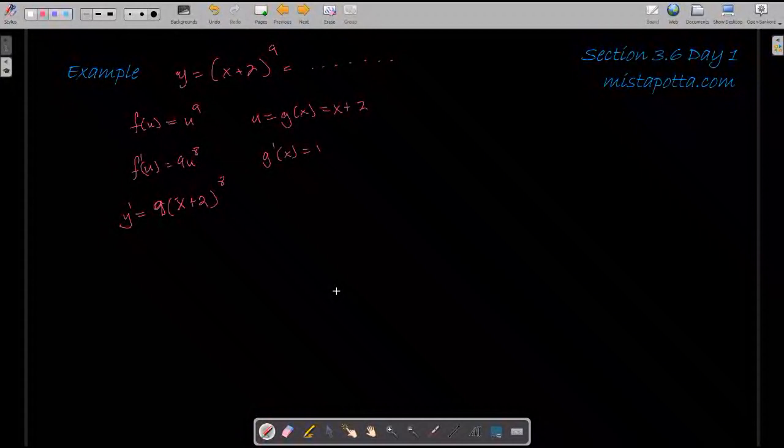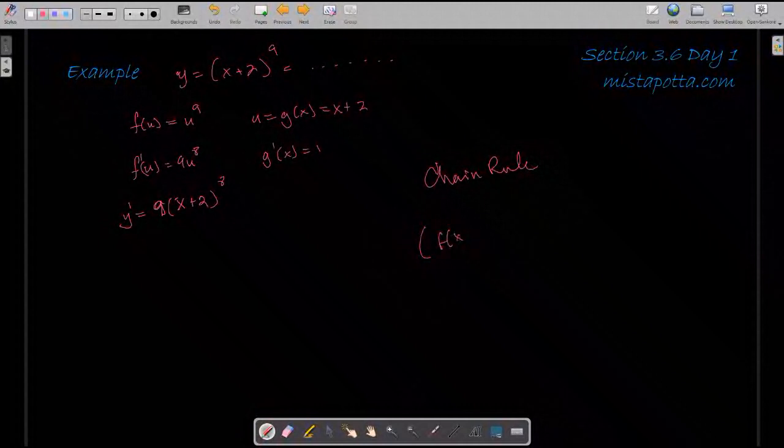So the main idea of this chain rule is that if I want to take the derivative of a composition of functions, f of g of x, I'm going to take the derivative of the outer function, evaluate it at my inner function, and I'm going to multiply that times the derivative of that inner function.